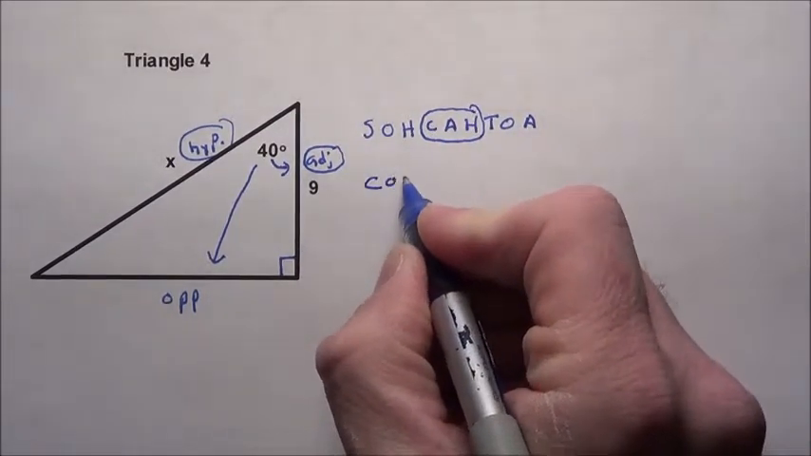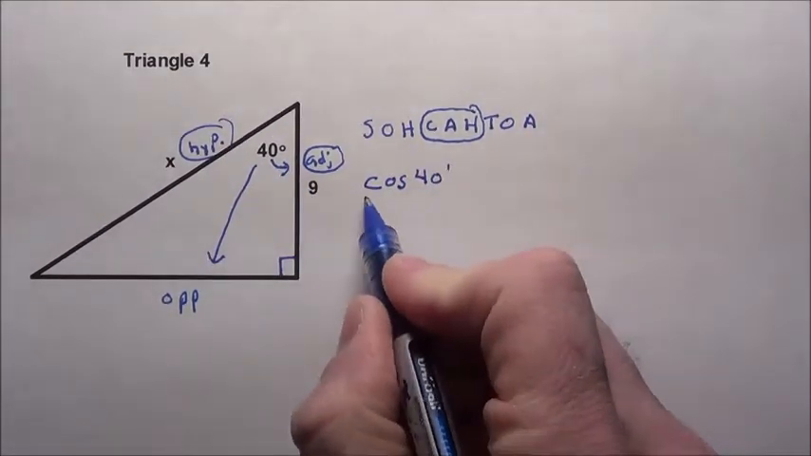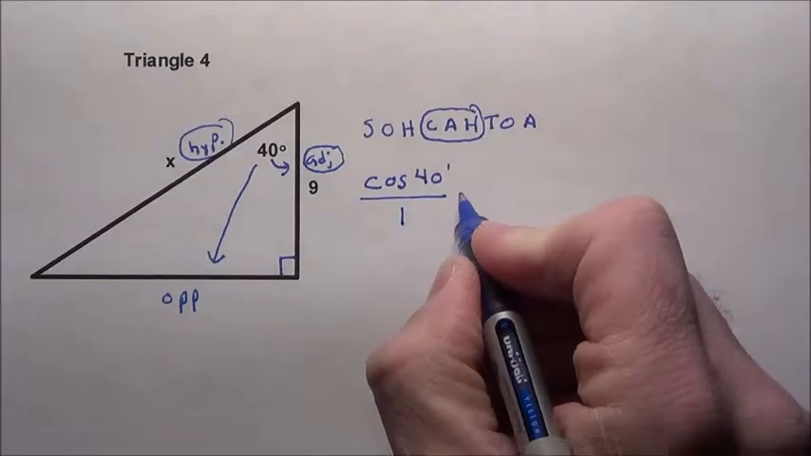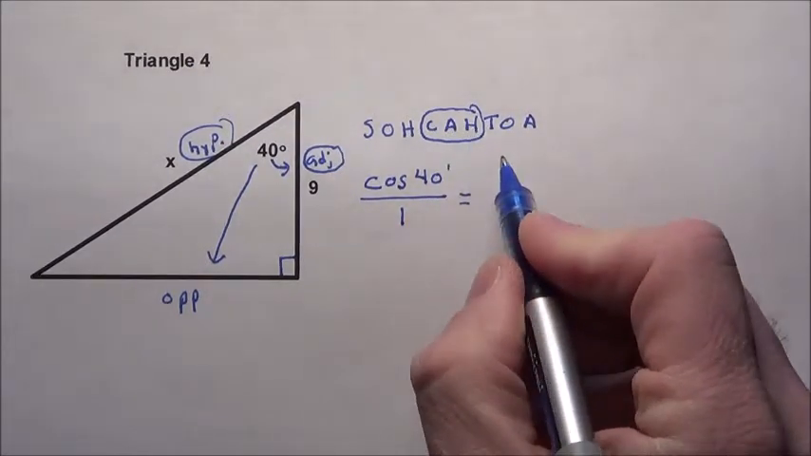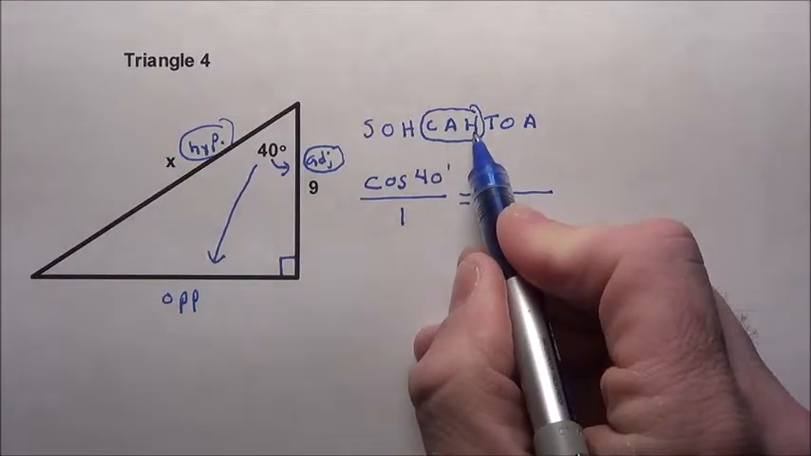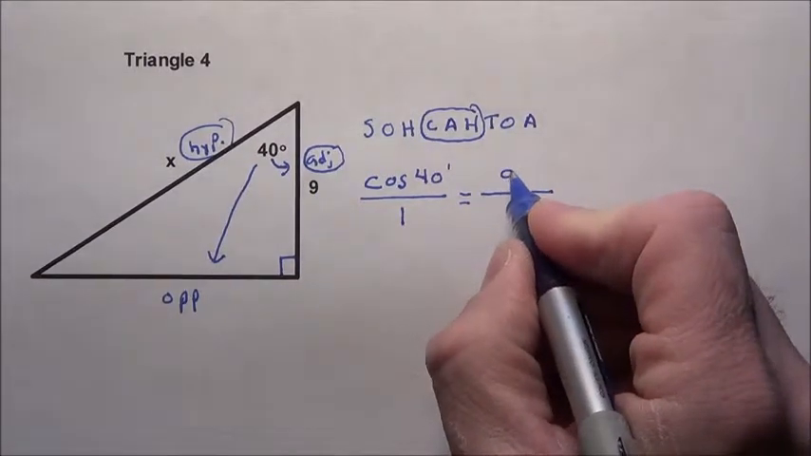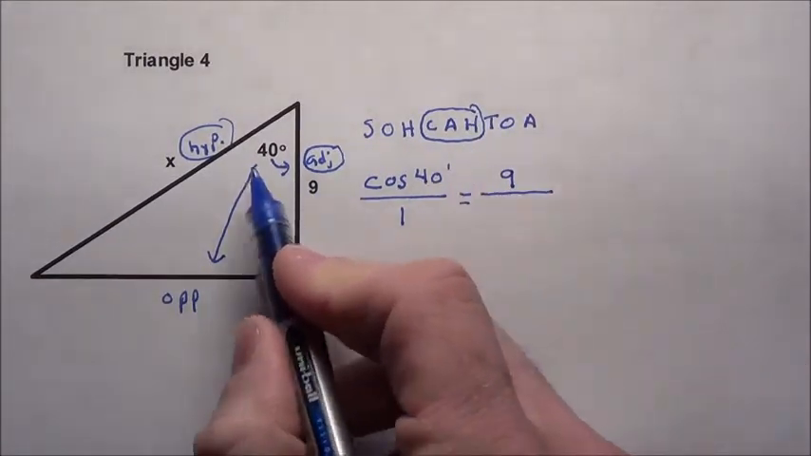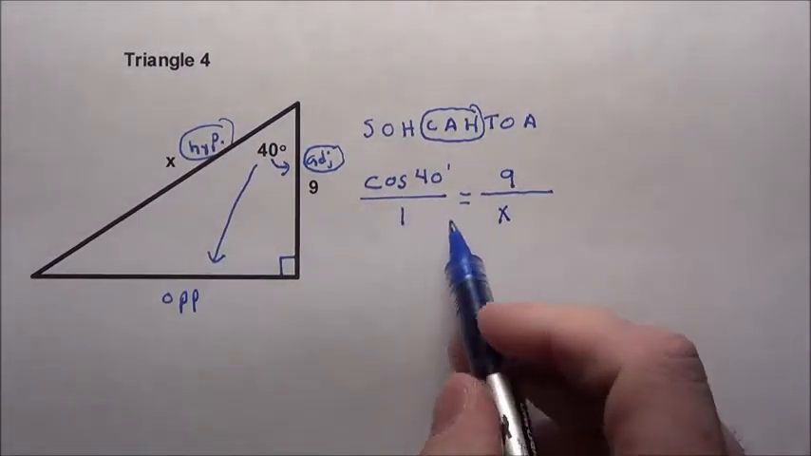So the cosine of our angle, what's our angle? 40 degrees. So we say the cosine of 40 degrees put over 1 is equal to, now according to what we have to do, adjacent divided by hypotenuse. You can't change that. It's the adjacent on top over the hypotenuse on bottom. What's our adjacent? Well, we're given that number. That's a 9 over the hypotenuse. That's what we're trying to find. That's the unknown x.